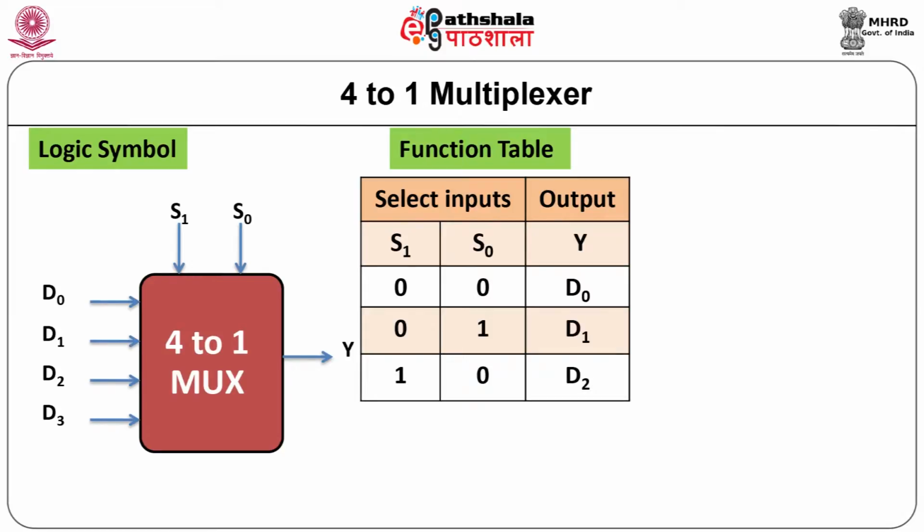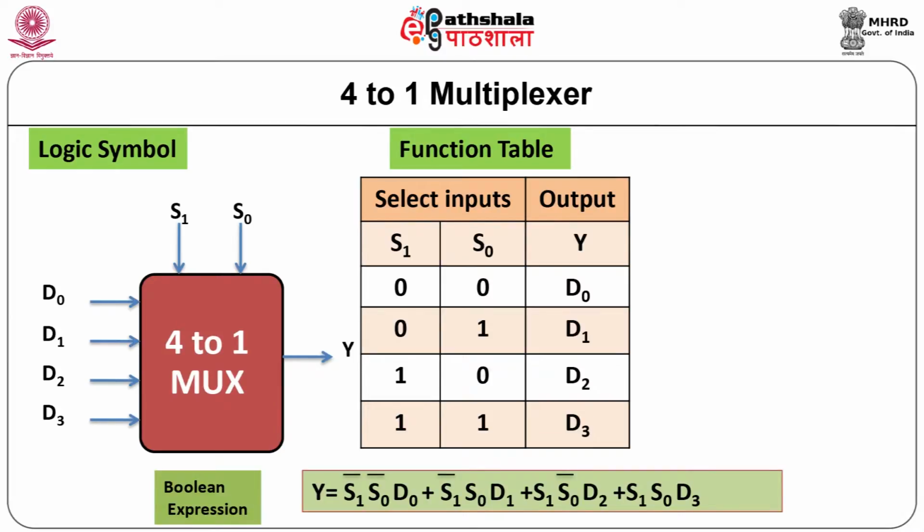Output Y receives D2 when S1 and S0 is equal to 1 0, whereas the output Y receives D3 only when both the inputs are 1 1. So, select lines can decide whether D0, D1, D2 or D3 should appear at the output. That is why we are calling multiplexer an intelligent switch.